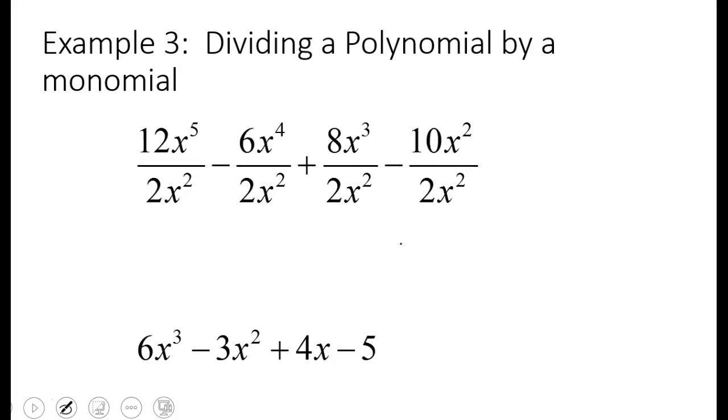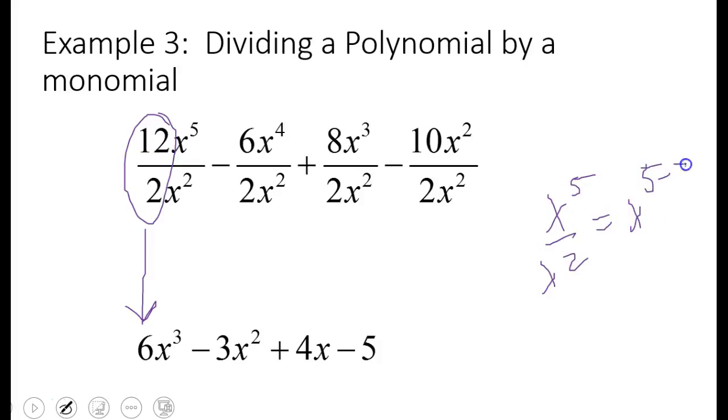Now, this time I have 12 divided by 2. That gives me the 6. X to the 5th over x squared is x to the 5 minus 2, which is x cubed. So that's where that comes from.